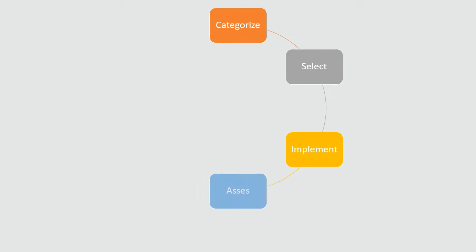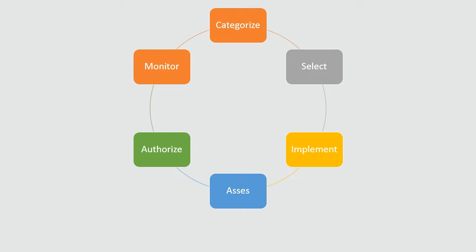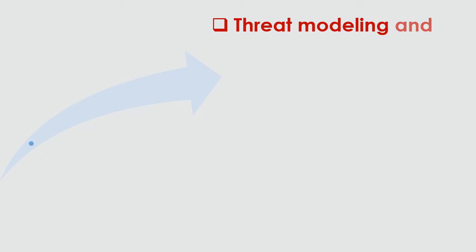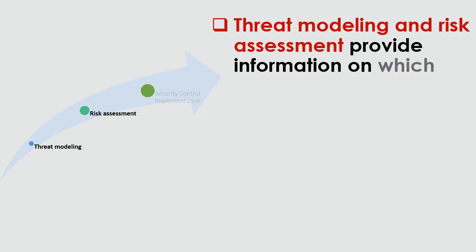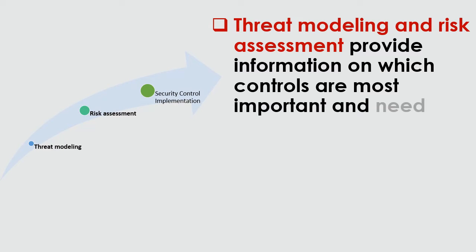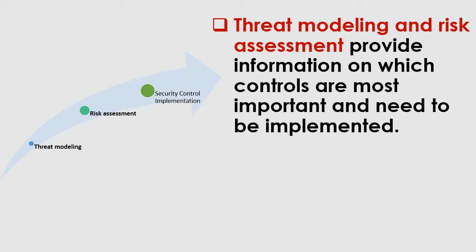NIST Special Publication 800-37, Risk Management Framework, breaks down the task of securing a system. It starts with categorizing the system, identifying the proper security controls, implementing those controls, assessing their impact, and then authorizing and monitoring the system. Threat modeling and risk assessment provide information on which controls are most important and need to be implemented.